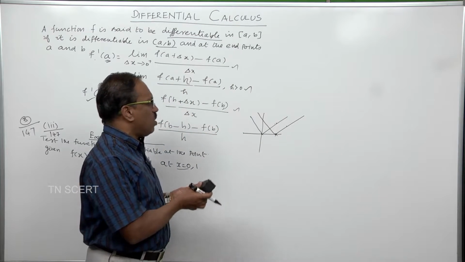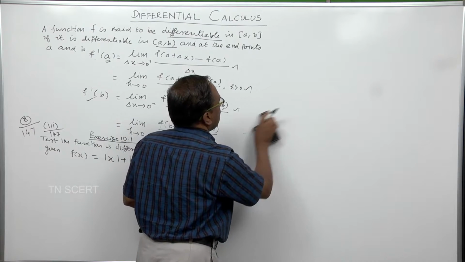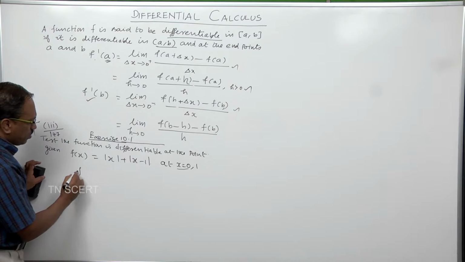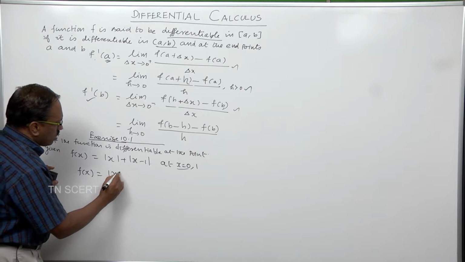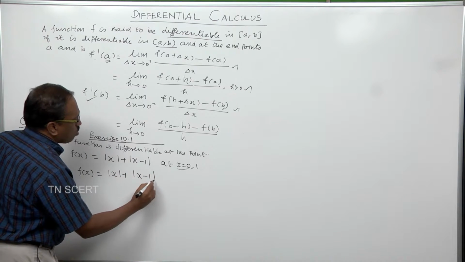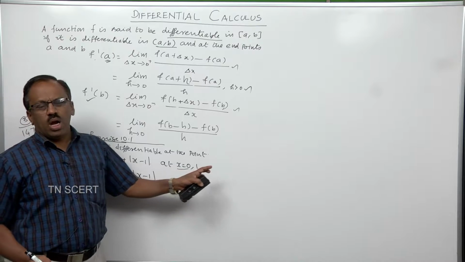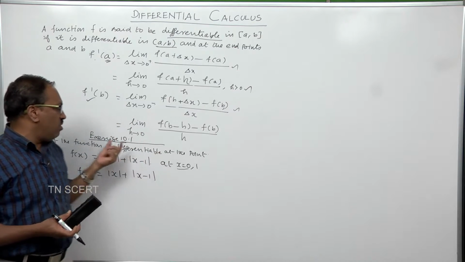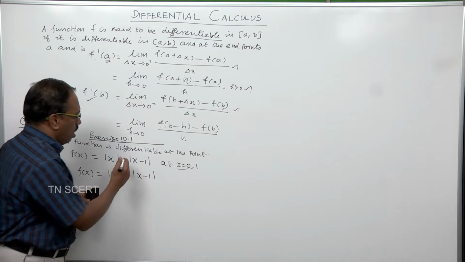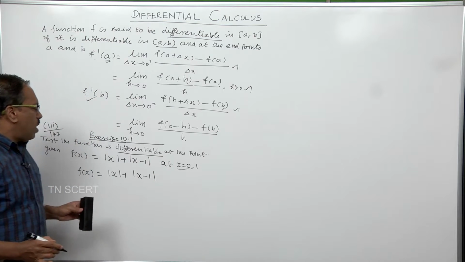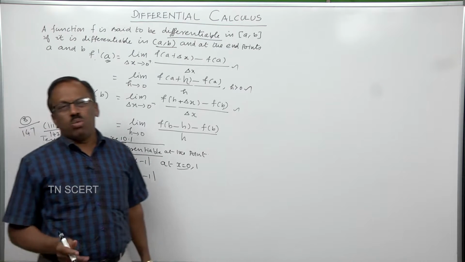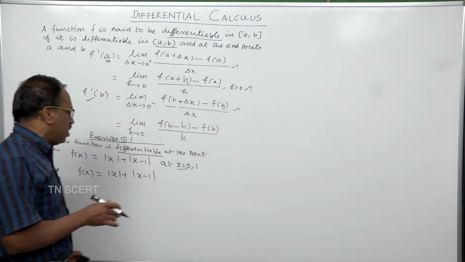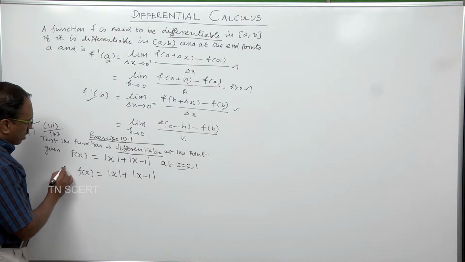Now, let us see this. The function is f of x equal to mod x plus mod of x minus 1, at x equal to 0 and x equal to 1. At two values we have to find whether the given function is differentiable or not. Differentiable at x equal to 0, what do we do? We have to check many things here. So, let f of x be this one.